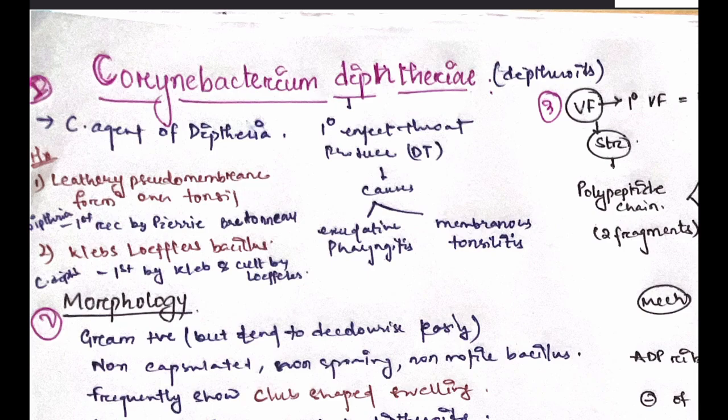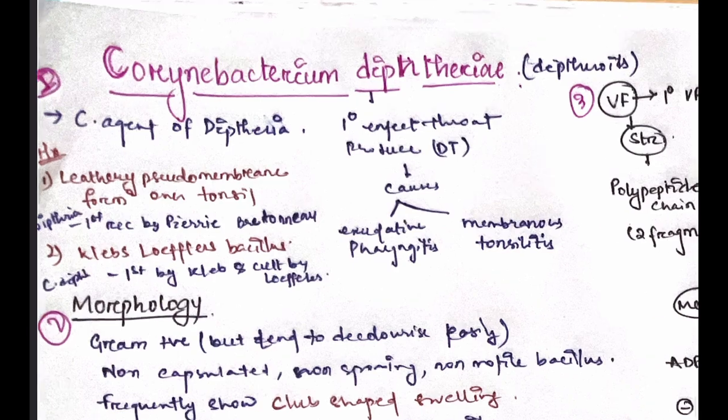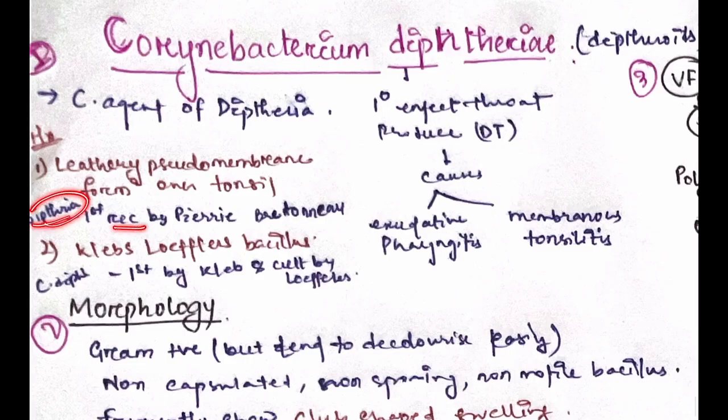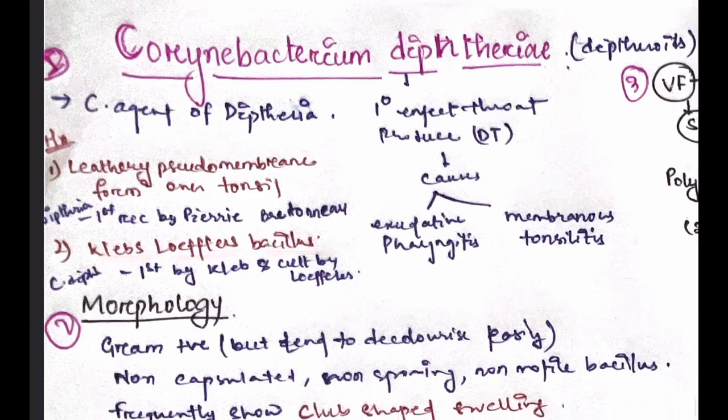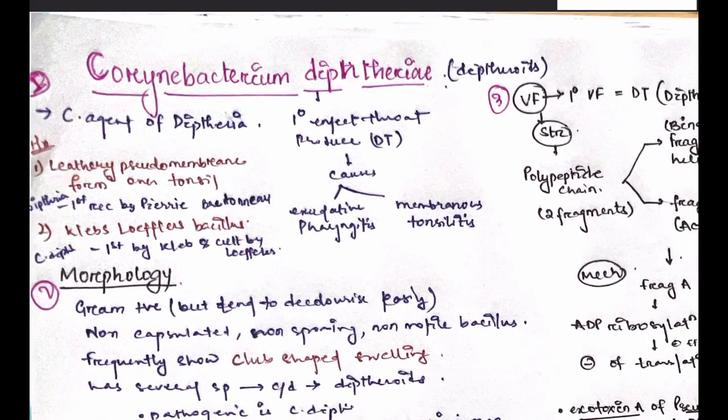Now, coming to the history of Corynebacterium diphtheriae, diphtheria was first recognized by Pierre Bretonneau, that is, leathery pseudomembrane formation over the tonsil. And Corynebacterium diphtheriae was first recognized by Klebs and cultivated by Loeffler, so the name came Klebs-Loeffler bacillus. So this is the history: the term diphtheria came from the leathery pseudomembrane formation over the tonsil, and Corynebacterium diphtheriae came from the Klebs-Loeffler bacillus.